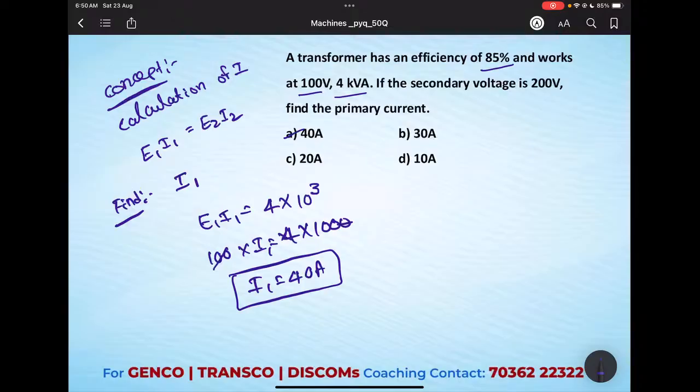Is it clear? In this question, what we need to focus on is that sometimes they give extra data to mislead the students. Efficiency may not be required here, because we can directly calculate the current if we know the kVA and the voltage. Is it clear?